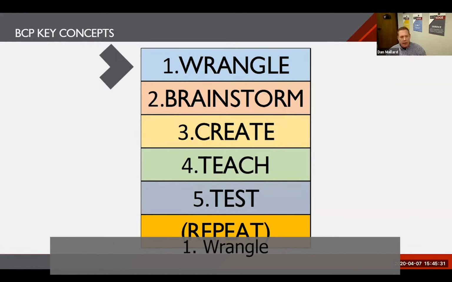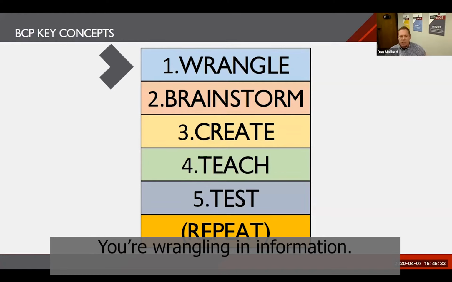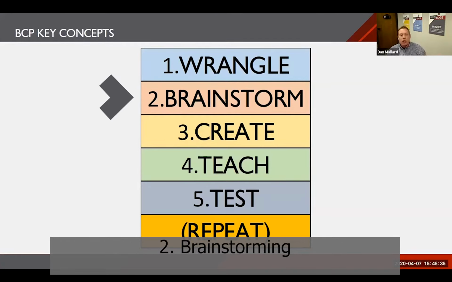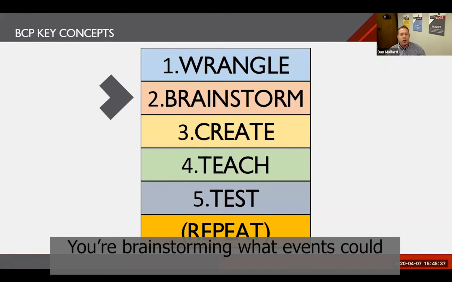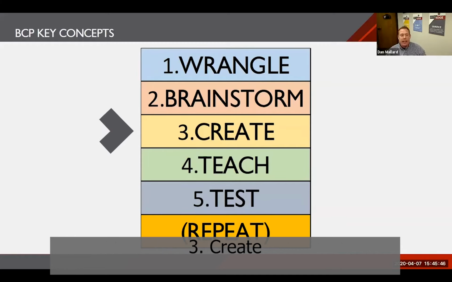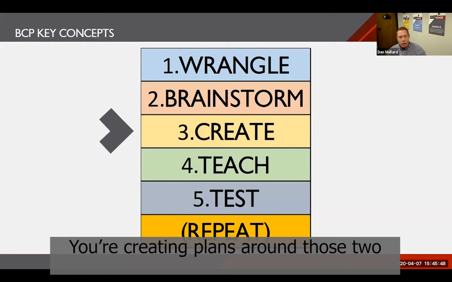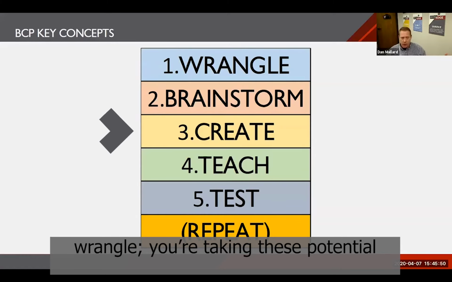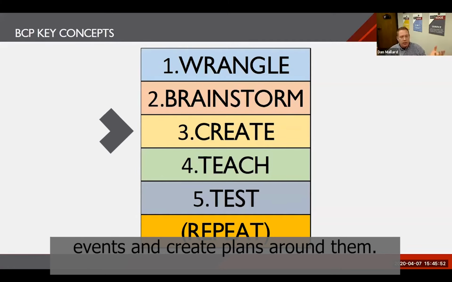Okay, so number 1, wrangling. You're wrangling information, simple as that. Number 2, you're brainstorming. You're brainstorming what events could happen that would interrupt my business. That's it. Number 3, you're creating plans around those 2 things. You're taking the information that you wrangled, you're taking these potential events, and you're creating plans around those to address those.